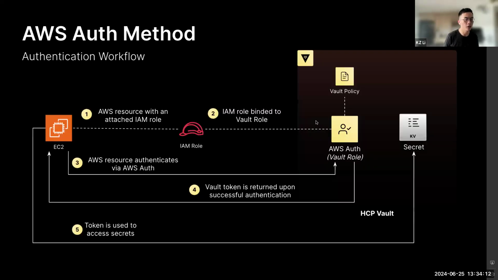At a high level, this is how the authentication workflow will look. From the left, we have an AWS resource with an IAM role attached. In this case, we have an EC2. We then bind this IAM role to a Vault role that has been created within Vault itself. And we then assign the necessary permissions to this Vault role through the use of a Vault policy. Once this is established, we can then use the EC2 to authenticate with Vault to retrieve a token. This token is what is used for all subsequent calls to check whether the particular EC2 has the necessary permissions to read a secret within Vault itself.